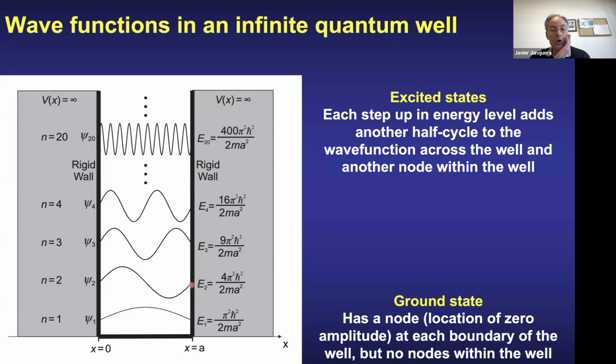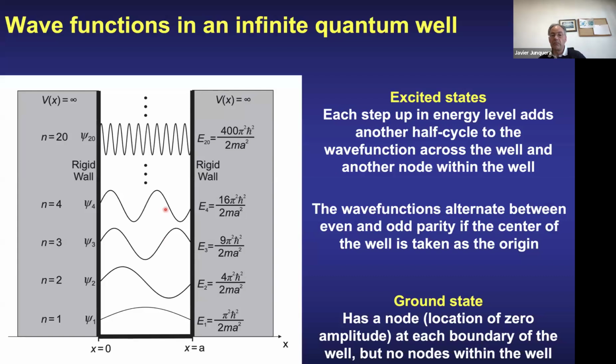So if we go one energy up, we can see how we are adding another half cycle. So we have here 2 half cycles, and we have 1 node within the well. If we go 1 step further, we have 3 halves of the wavelength, and then we have 2 nodes, and so on and so forth.